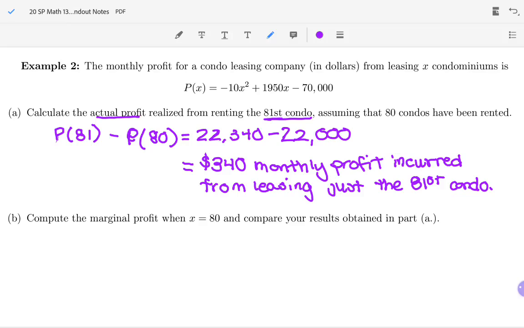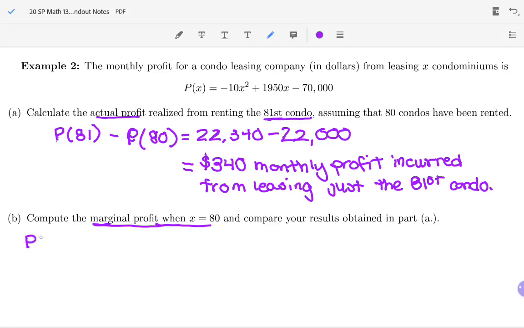So we just went the longer way. Now we are smart. We can do calculus. We know how to take derivatives. So let's compare about what we would get by just plugging into the derivative, remembering that marginal estimates actual for the next unit. So we're going to find the marginal profit, and we're going to plug in 80 because that's going to approximate the amount of money they'd get from just the 81st condo. Always approximates for the next unit.